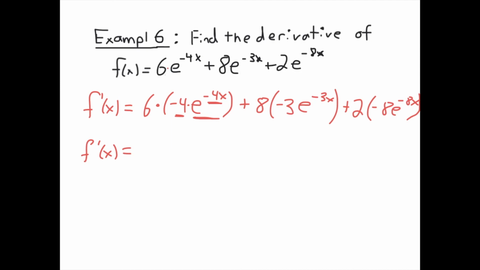So what we really have here at the beginning is negative 24 e to the negative 4x. And then for our next term, we also have negative 24. But this time it's e to the negative 3x. And then last we have minus 16 e to the negative 8x. And that is all set.